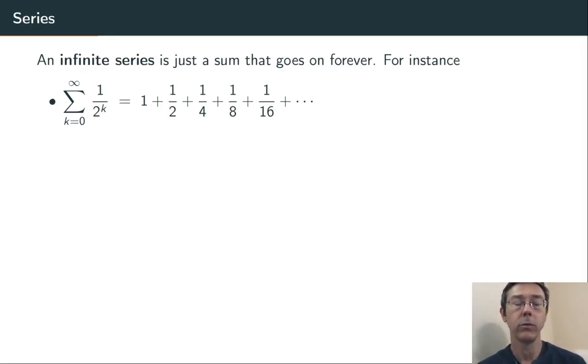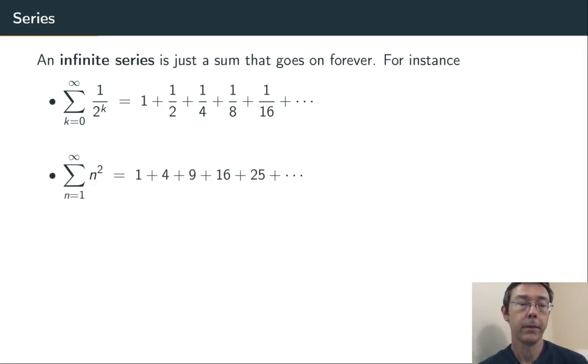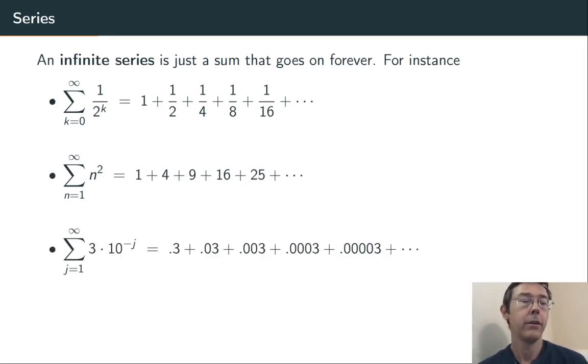The way we deal with that is we plug in 0 into that formula, then plug in 1, then plug in 2, and so on, and just add up all the results. A couple more examples. The sum of the square numbers, 1 plus 4 plus 9 plus 16. And here's another one, sum j equals 1 to infinity, 3 times 10 to the negative j. That's 0.3 plus 0.03 plus 0.003 and so on.